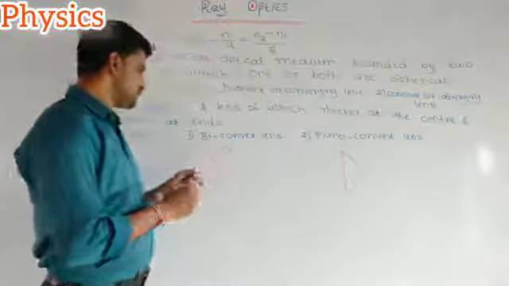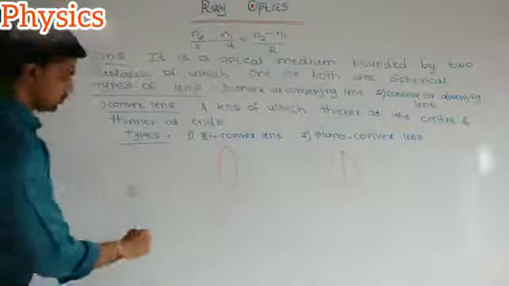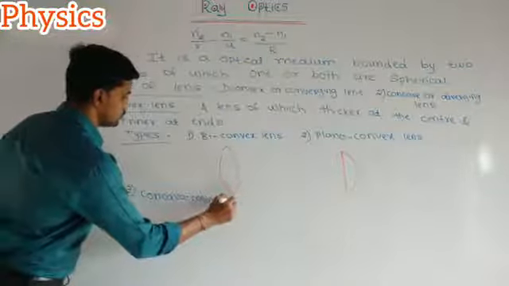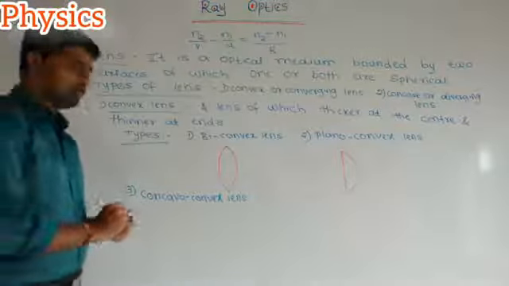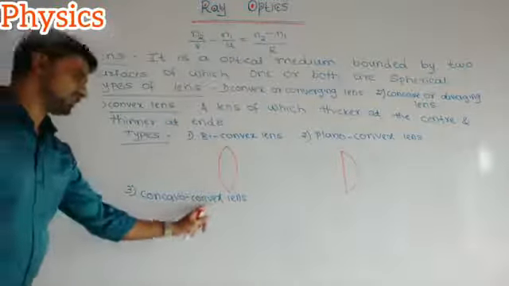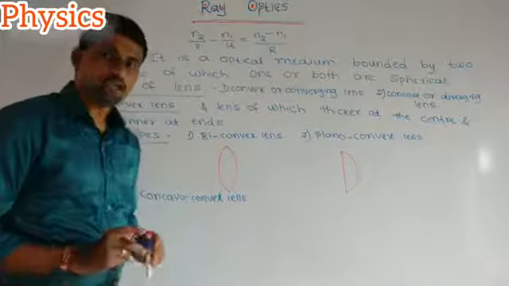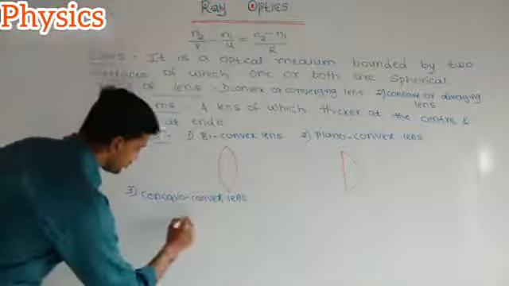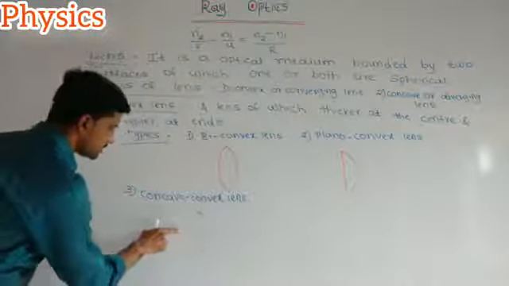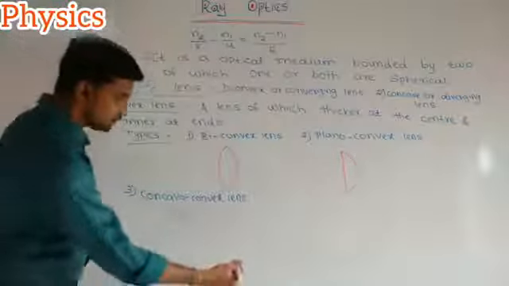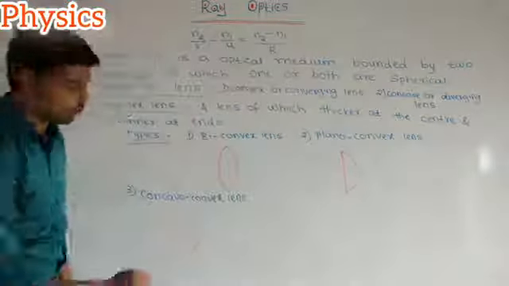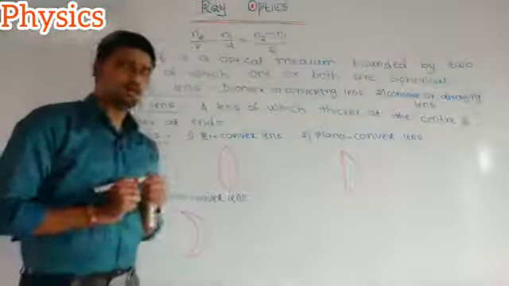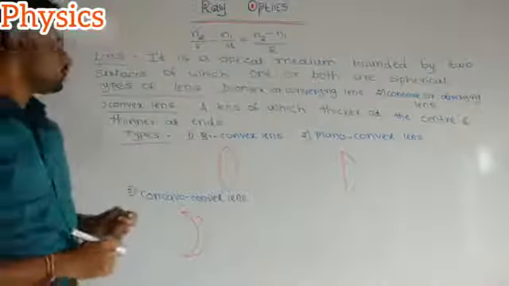Another type is the concavo convex lens. In this case, one surface is concave and the other surface is convex. If you observe from this side, that surface should be concave, and if you observe from the other side, the other surface should be convex. Then that type of lens is called a concavo convex lens. These are some of the types of convex lens.